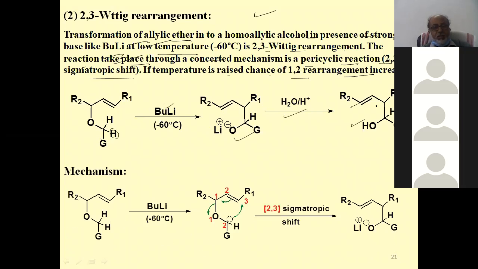Now, what is the mechanism? The butyl lithium will pick up a proton from this one. This is an acidic hydrogen. So this C minus, and oxygen is there, that is the heteroatom. So this system is there, and we get this through the 2,3-sigmatropic shift. And hydrolysis of this is going to give us this. So this is your 2,3-sigmatropic shift.